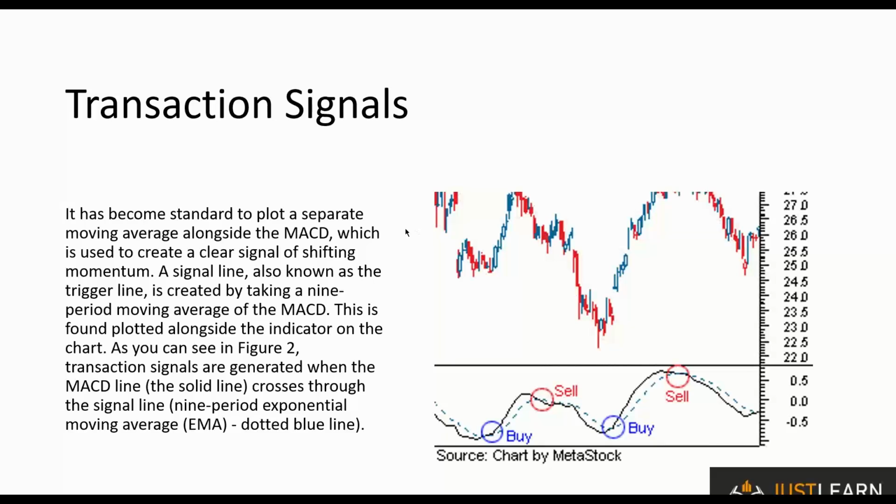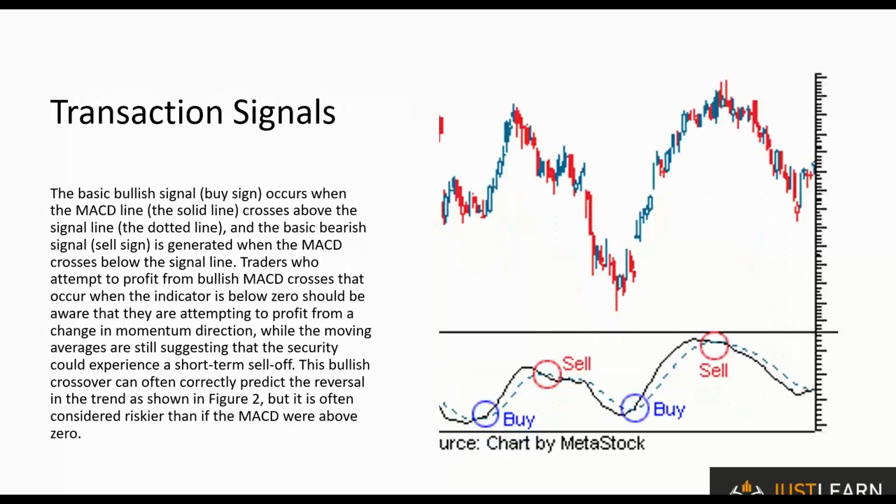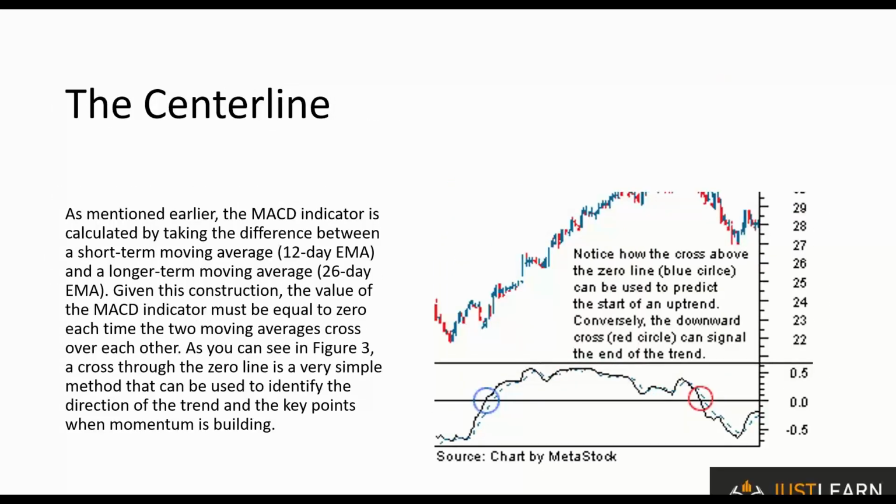So we get transaction signals, which is another way of calling buy and sell signals. But I like to say that they're alerts, they're not signals. They're knocks on the back of your head saying, hey, trader, take a look, here's a potential opportunity. The center line is always critical as the MACD line and the signal line start moving towards that zero line.